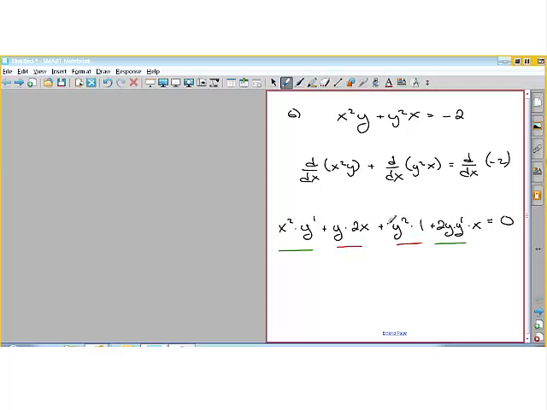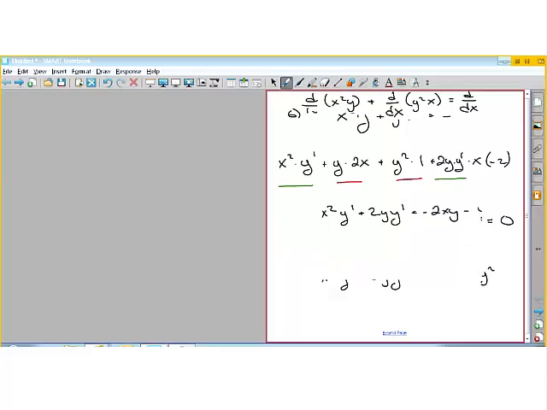So the two red underlined go to the other side, and we keep these on the left-hand side. So we get x squared y prime plus 2y y prime is equal to negative, and I'm going to go ahead and rearrange those, 2xy plus y squared. So you can see I've got y prime, no y prime. And that second one should be negative. Okay, so that's the first thing you do. Move these terms to the right-hand side.